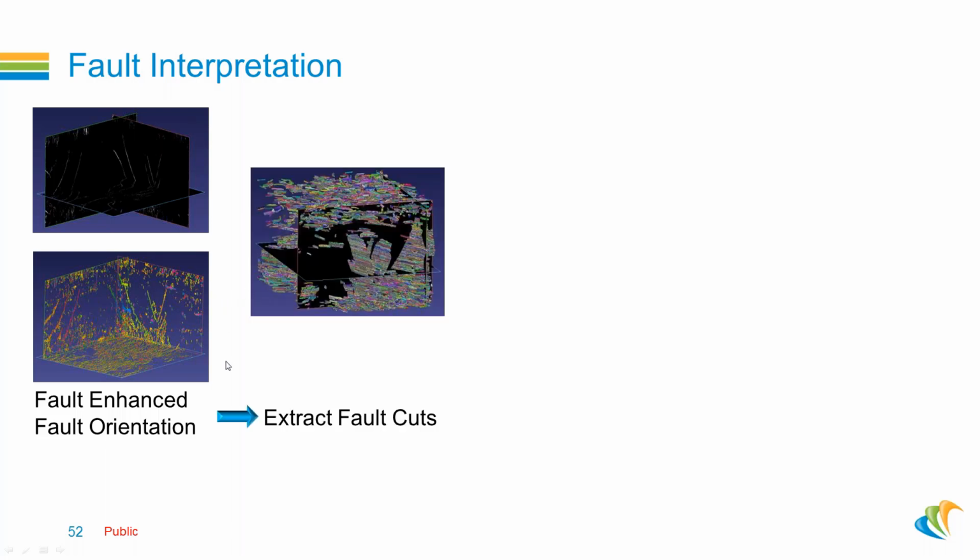Then, after generating the fault enhance, we are going to do the fault interpretation. The fault interpretation starts with 2 volumes generated from the previous process: one is the fault enhance and one is the fault orientation. These volumes are used to extract the fault cuts. You can see in some way some alignments that could be the fault planes.